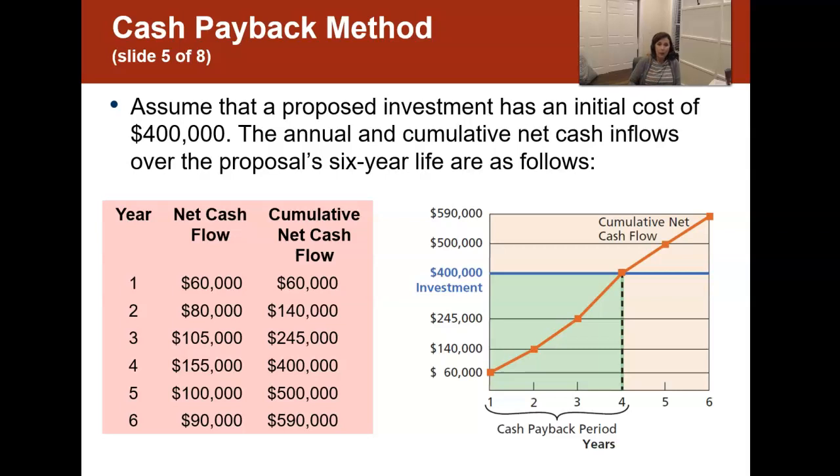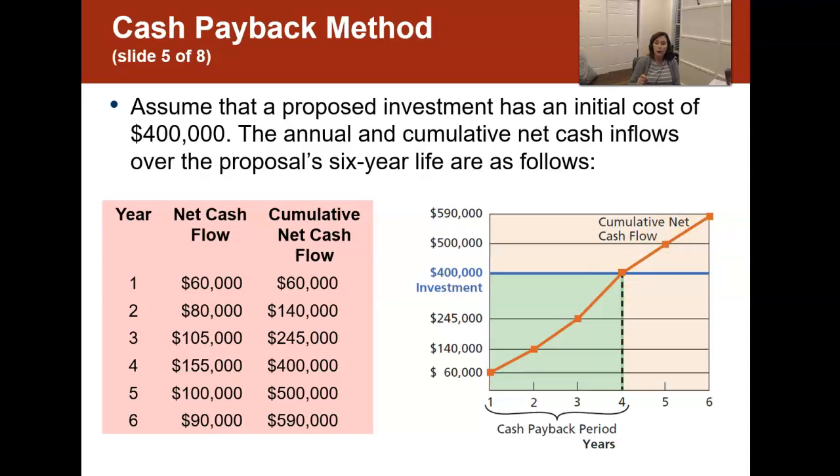So we've got a proposal here that assumes an initial cost of $400,000, and the annual and cumulative net cash flows are in the chart here. And so we can see in the green that it will take us 4 years to get our investment back. Now you've got all of this. We've recovered what we've paid for it. Anything in year 5 and 6 is gravy.